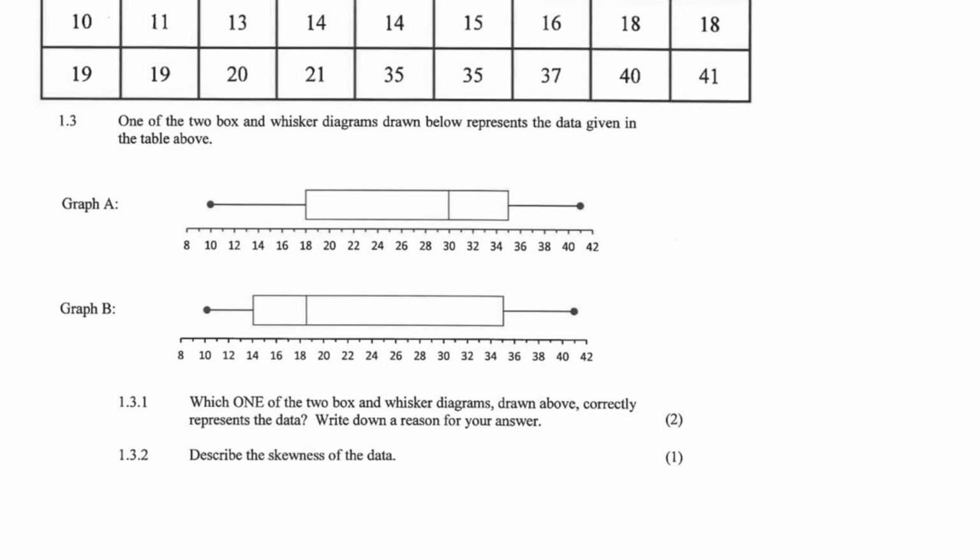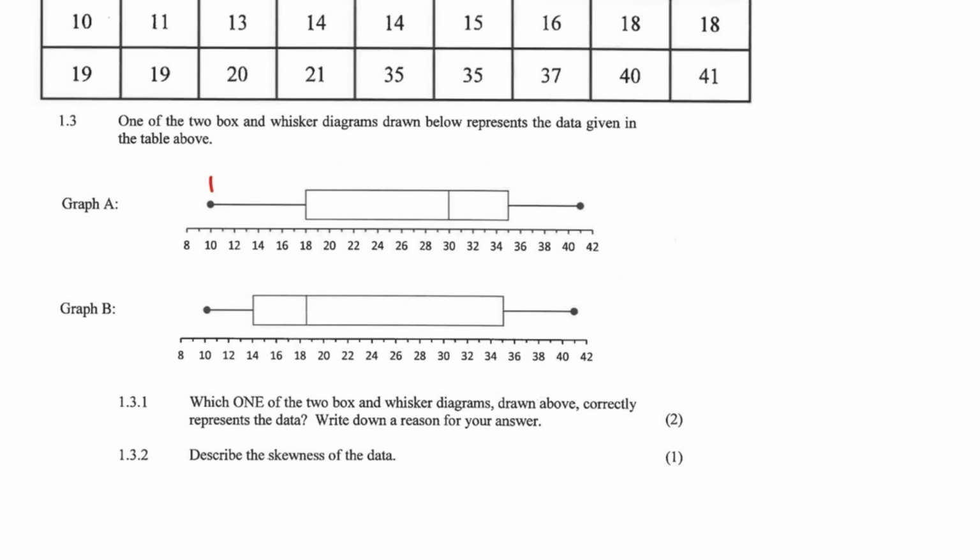Alright, and then here's the last question. So it says one of the two box and whisker diagrams drawn below represents the data given in the table above. So this is still a carry on from the bakery. And it says which one of the two box and whiskers drawn correctly represents the data. Write down a reason for your answer.